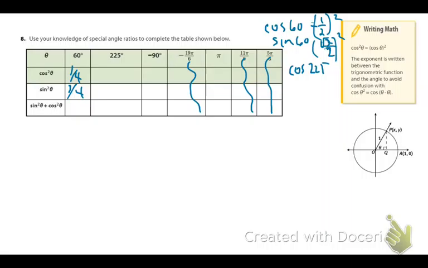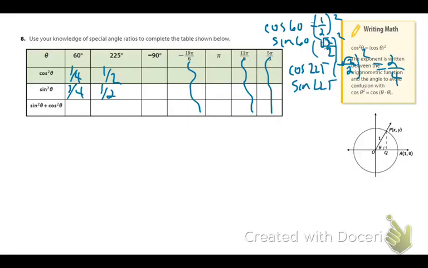Cosine of 225. Negative square root of 2 over 2. Let's square that guy. All right, square root of 2 squared? 2. And then the negative times the negative would make it positive. Okay, and 2 squared is 4. 2/4 would reduce to 1/2. Okay, let's put that in. What's our value of sine at 225? It's the same, right? So we would get the same, 1/2. Very good.